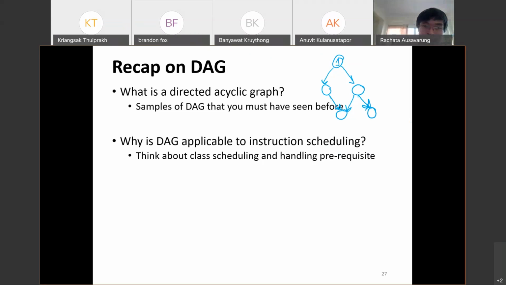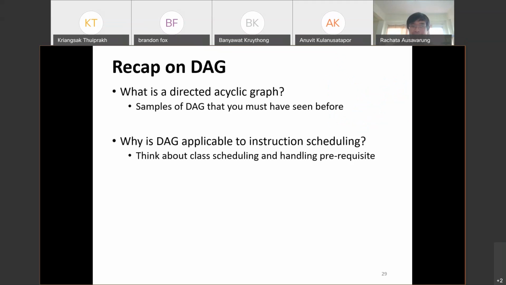So let's mark this as 1, 2, 3, 4, and 5, right? If you look at just 4 and 5, these are independent, right? You don't need to run 4 before 5 because there's no path between 4 and 5. There's no prerequisite. Are you familiar with prerequisite? When you need to enroll in the class, it means that you need to finish the first class before the second class, right? So those are the concept behind prerequisite. This is the same thing, right?